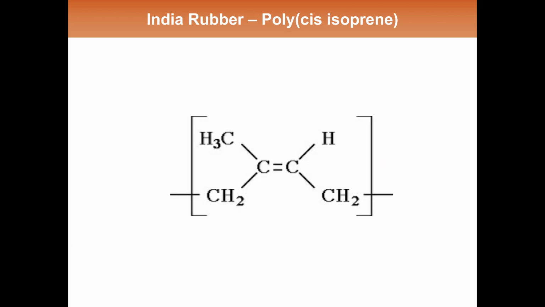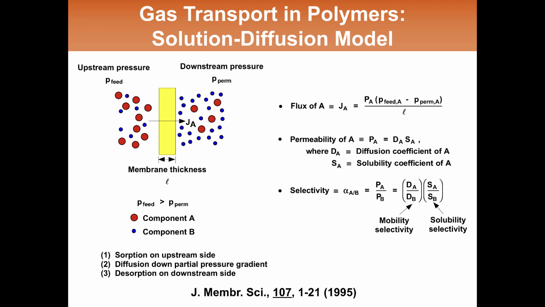So this is the structure of natural rubber. Today you'll find it on things like all your automobile tires, which have cis-polyisoprene or natural rubber like this. And so this is the material that Graham and Mitchell and so forth were making their membranes out of.